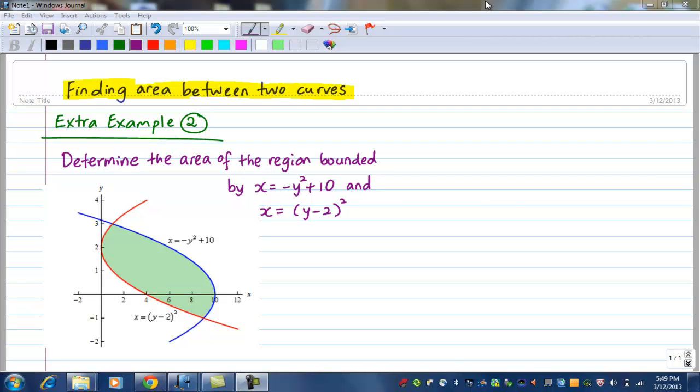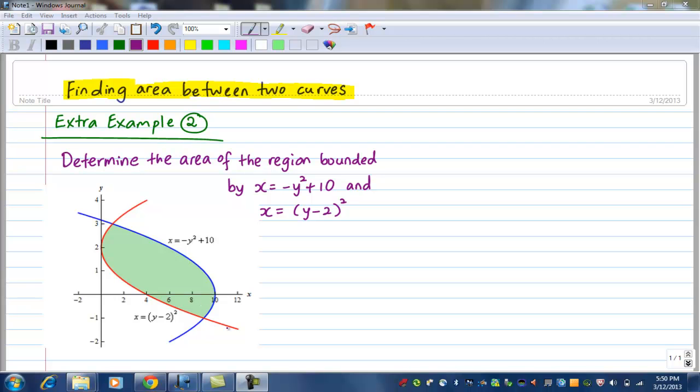Alright, we have just discussed an extra example on finding area between two curves. And notice that for the earlier example, we integrate the top graph minus away the bottom graph with respect to x. But now let us look at this extra example 2. Determine the area of the region bounded by these two curves. In other words, we need to find what is the area of this shaded portion.